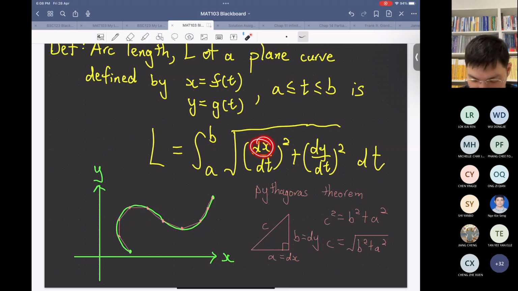Furthermore, these dx and dy depend on t. All right, please stop me if I'm too fast, because I can't see your faces.